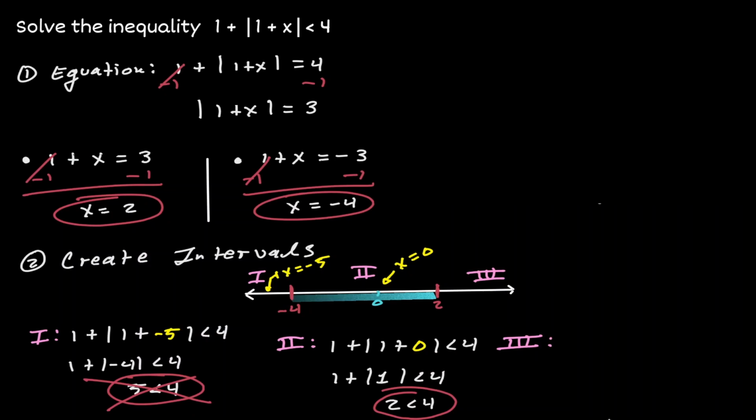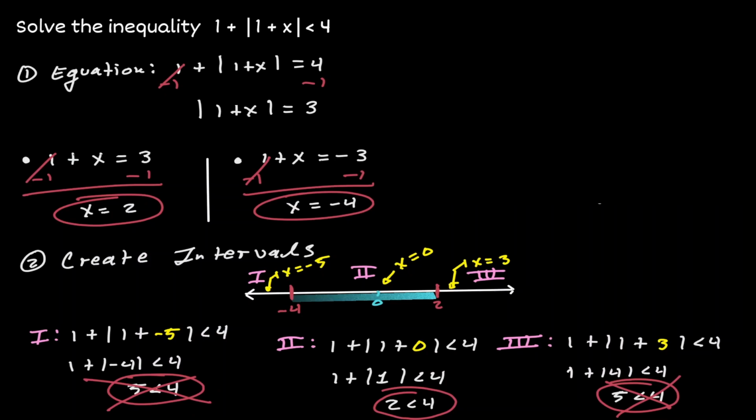Now let's test a value in our third interval. I'm going to choose the number +3. Now let's plug that number in the inequality that we wanted to solve. Now let's evaluate. Inside the absolute value, we're going to get 4. The absolute value of 4 is 4 plus 1. We're going to get 5 on the left. And now let's look at the result. Is 5 less than 4? Definitely not. So we know that the third interval is not going to be part of our solution. The only interval that was true is the second interval. Therefore, our solution is just the second interval.